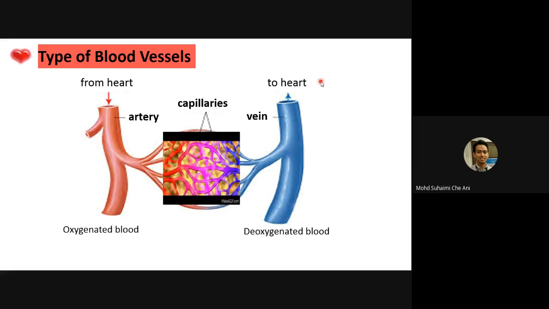Okay, all right. Remember, artery brings oxygenated blood, while veins bring deoxygenated blood. So that's why artery is in red color, while vein is in blue color, because they bring the deoxygenated blood. Okay.